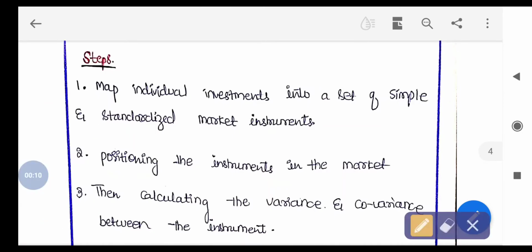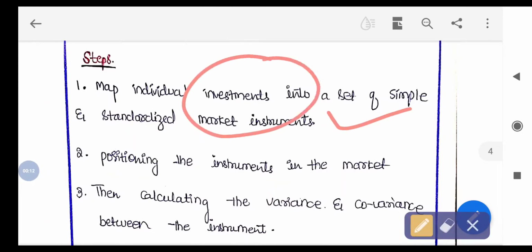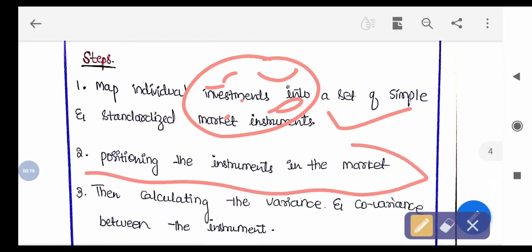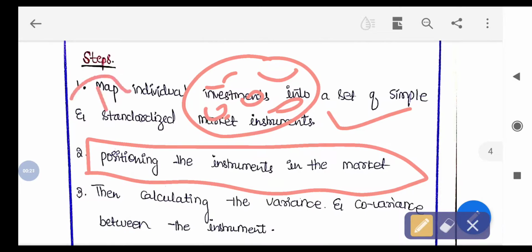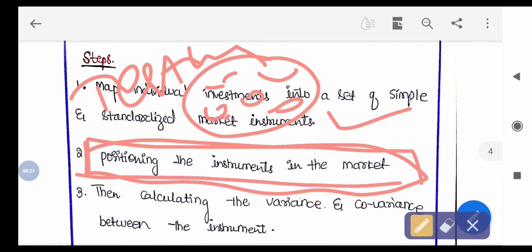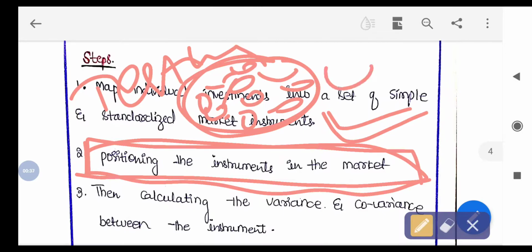First of all, we bring all our securities into one portfolio. Second is positioning them into the market. For testing it and knowing the results, we are just positioning that in the market, with a small number of investors. We are selling our portfolio for the purpose of capital raising.